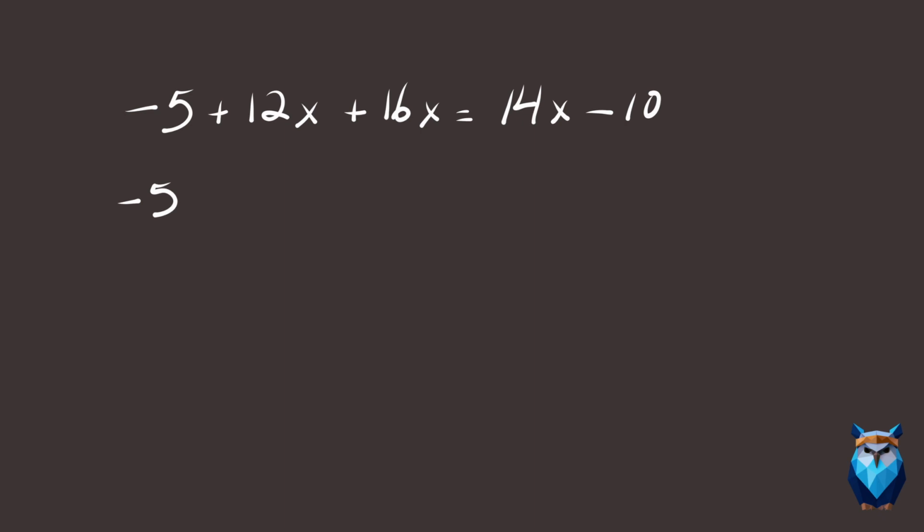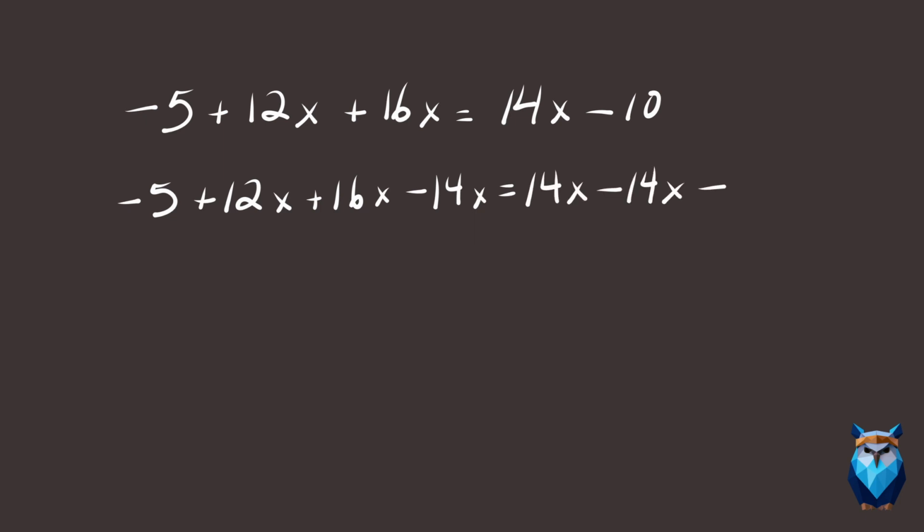Simplify and solve. Negative 5 plus 12x plus 16x equals 14x minus 10. What if there are more than two terms with a variable? That's okay. Just add all the like terms together. Let's subtract 14x from both sides. Negative 5 plus 12x plus 16x minus 14x equals 14x minus 14x minus 10.